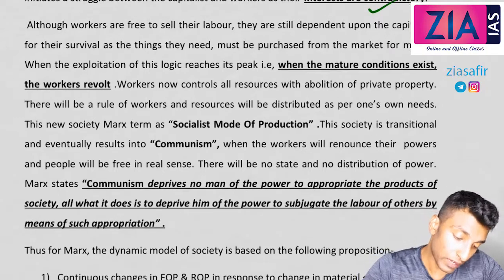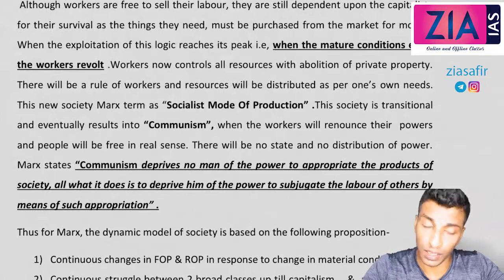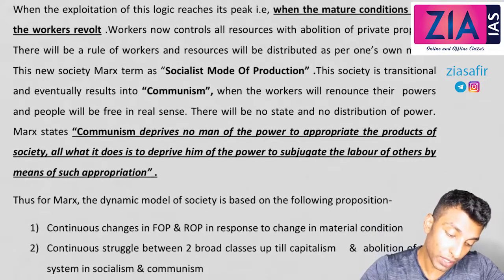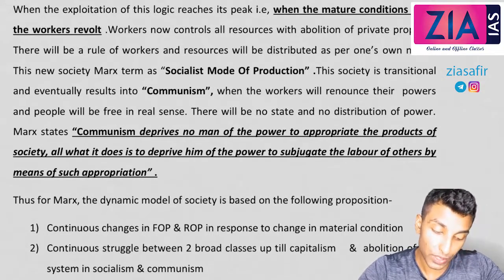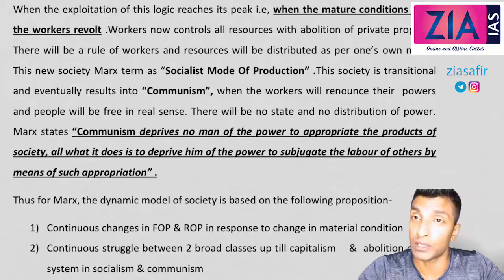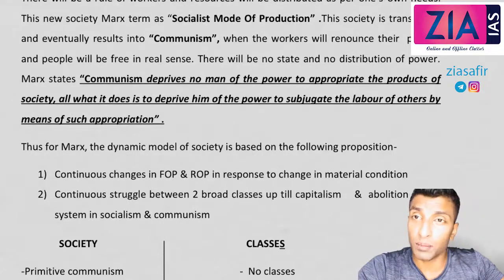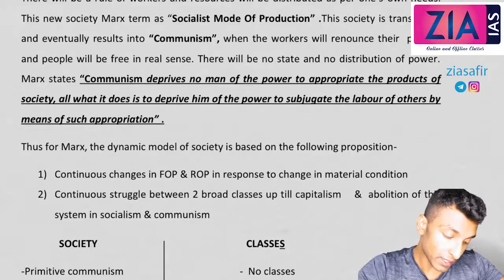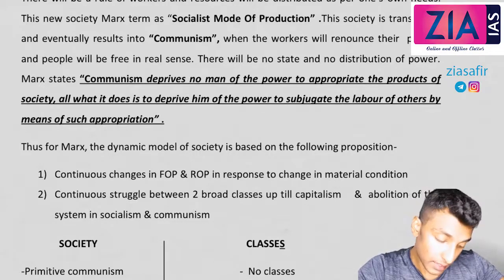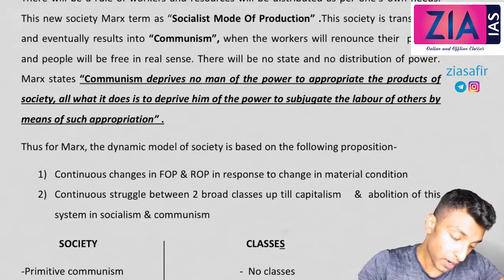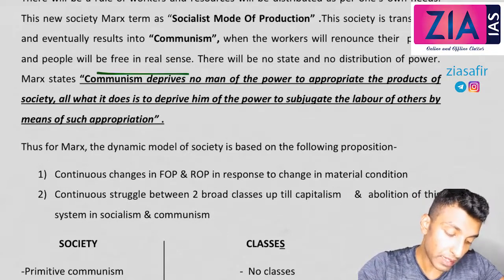Workers now control, so when the mature condition exists, the workers revolt. Workers now control all resources with abolition of private property. There will be a rule of workers and resources will be distributed as per one's own needs. This new society Marx termed as socialist mode of production. This society is transitional and eventually results into communism, when the workers will renounce their power and people will be free in the real sense.